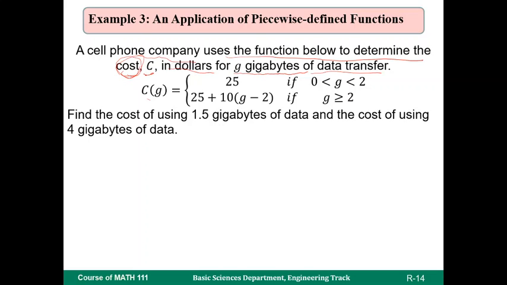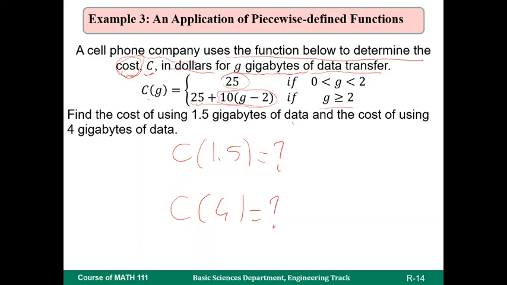And now if the gigabytes is between 0 and 2, the cost is fixed, it's 25 real. And now if the gigabyte used or transferred is bigger than 2, so you pay some extra to 25, and here's the formula for the extra. This is 25 plus 10 times t minus 2. So here, find the cost of using 1.5 gigabytes of data and the cost of using 4 gigabytes of data. So it's simply asking C of 1.5 and C of 4.